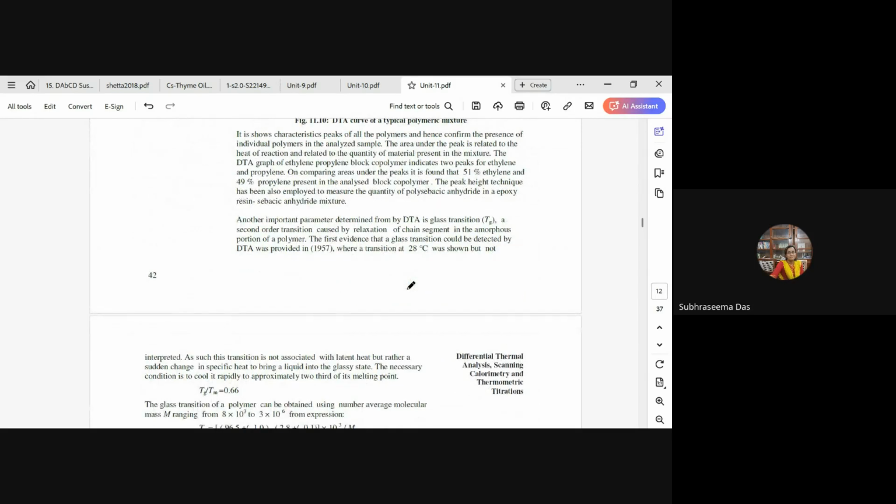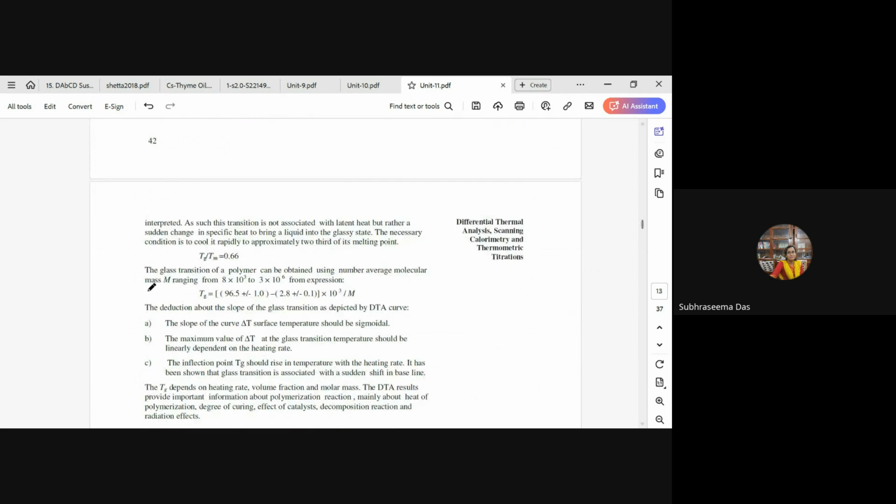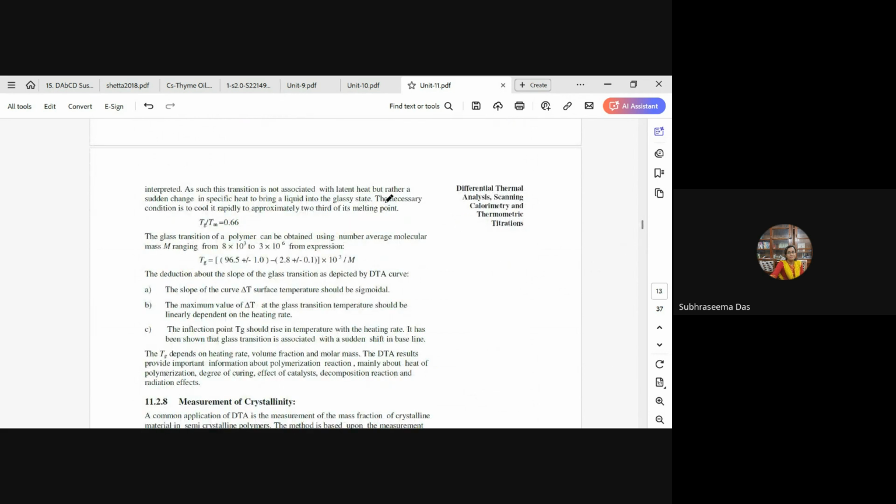Another important parameter that can be determined from DTA is the Tg, which is a very important factor in polymer analysis, and it is actually a second order transition. It is caused by the relaxation of the chains that occurs in the amorphous part of the polymer, and the first evidence of Tg was provided in 1957. That is, it was first detected by DTA. As such, this transition is not associated with latent heat but with a very sudden change.